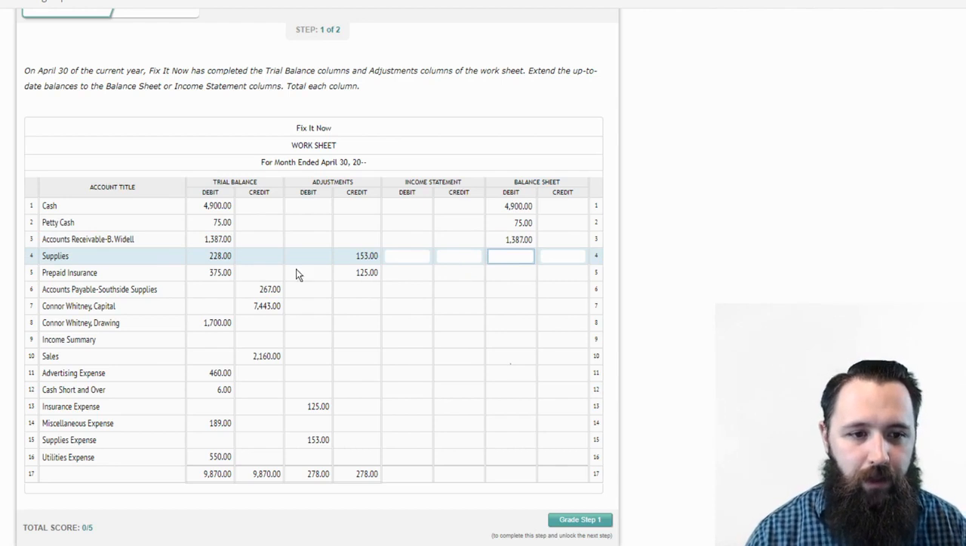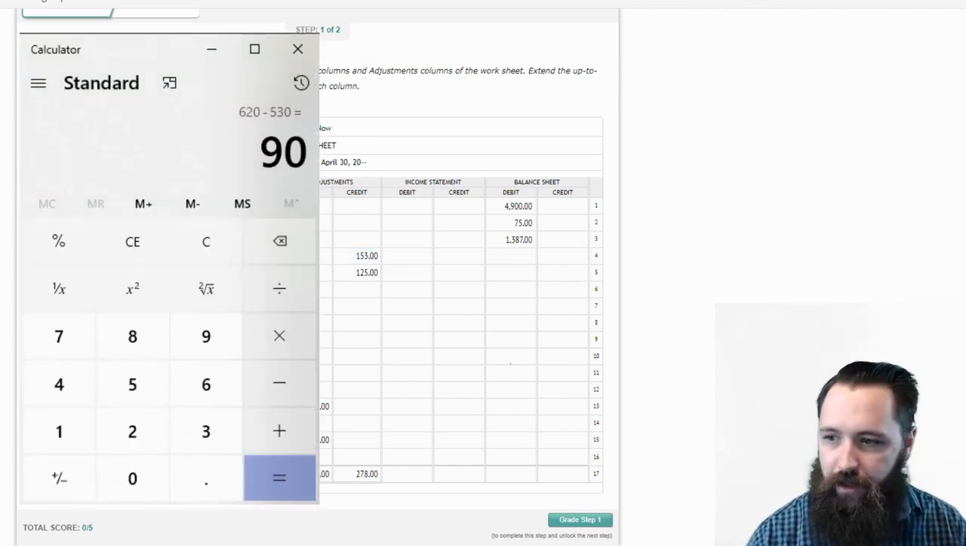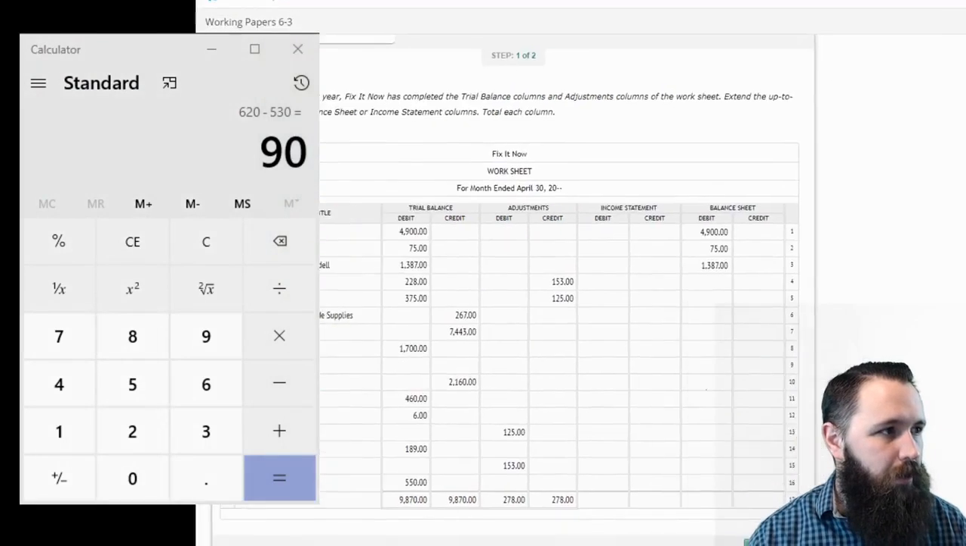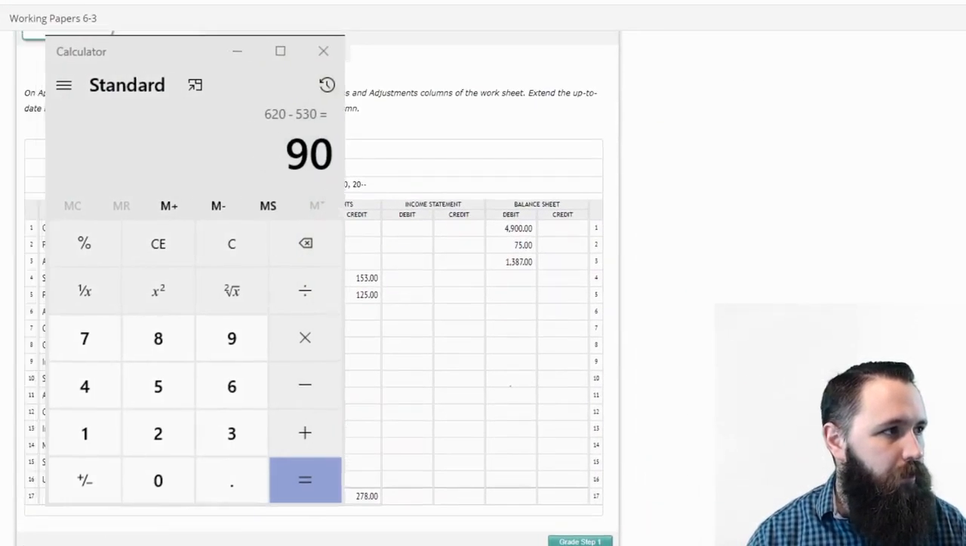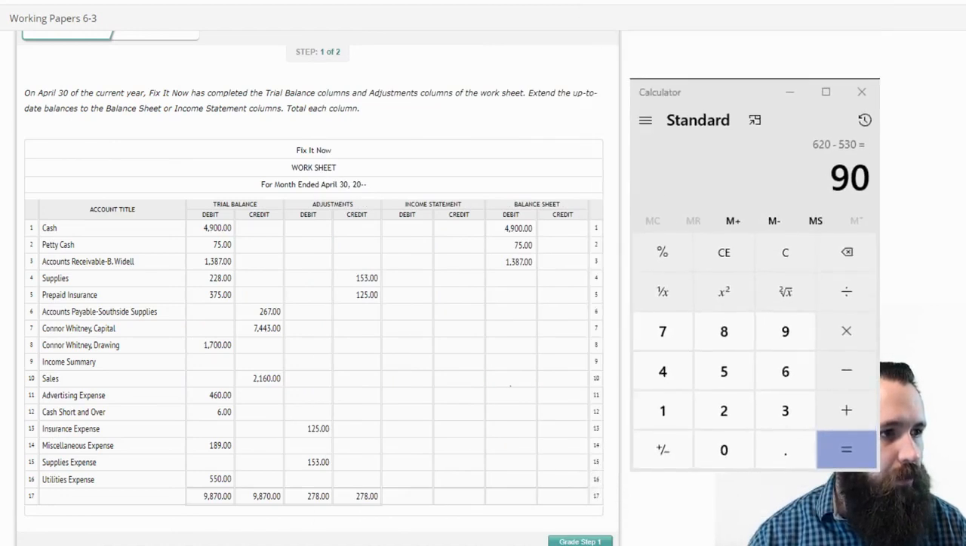Now, what we have here is our supplies account, okay? And our supplies account has an actual adjustment that's taking place. So let's go ahead and calculate out what this adjustment is going to be.